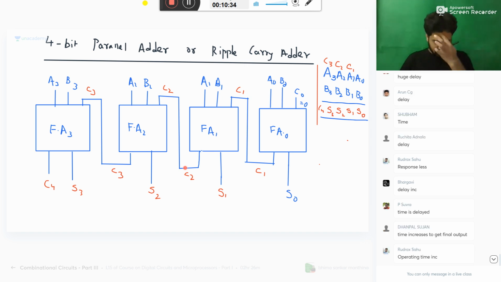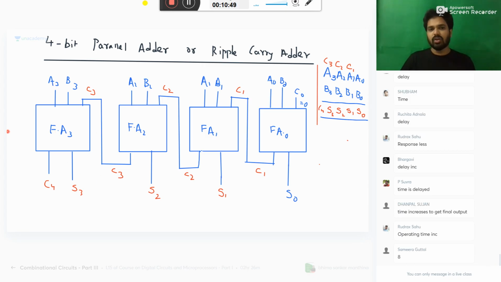And another case, listen here. What is the meaning of this 4-bit? Because it is adding two 4-bit numbers at a time, it is called a 4-bit adder. If you want to make an 8-bit adder, what to do? How to make an 8-bit adder? Just take similarly 8 adders, or take 4-bit adders and cascade them, you will get an 8-bit adder.